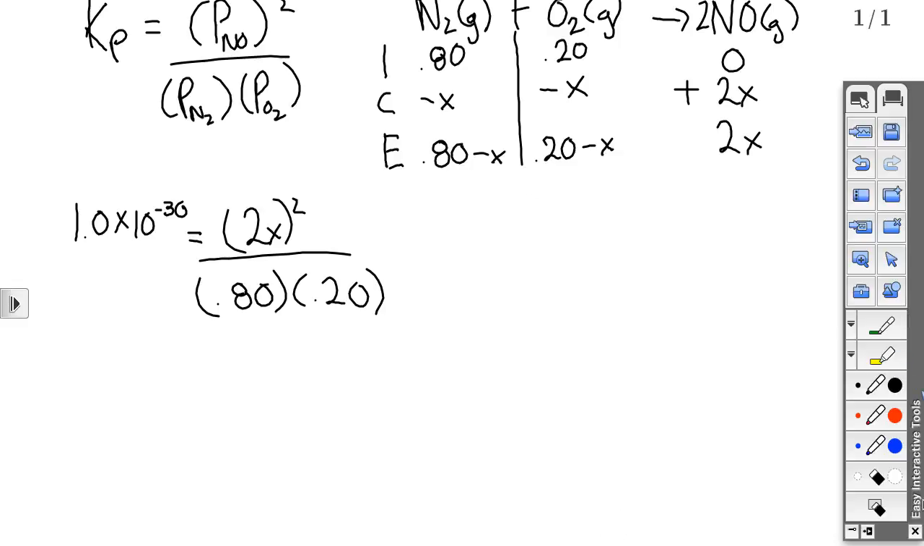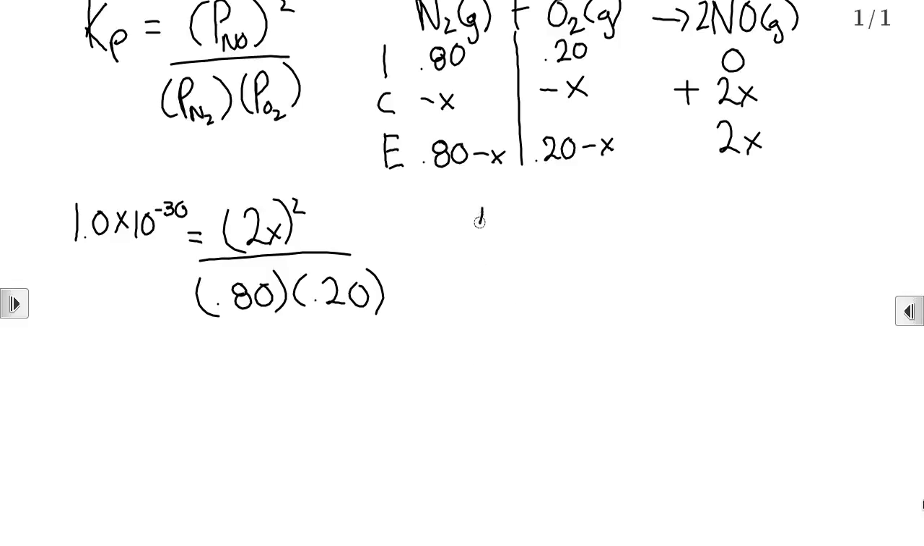All right, so now I'm just going to start simplifying. 2x times 2x. If you're not that great at algebra, it's a good idea just to write out 2x and 2x and make sure you don't mess up. But, whatever. So that's 4x squared, right? And that's just going to be over 0.16. And that's equal to 1.0 times 10 to the negative 30th. To isolate my variable, I'm going to multiply both sides by 0.16.